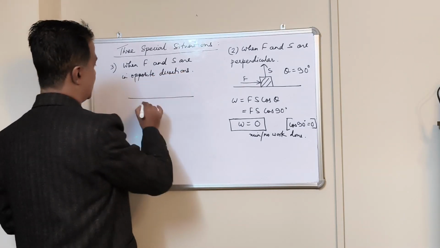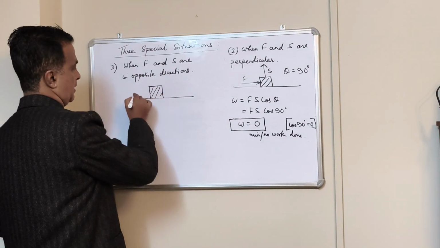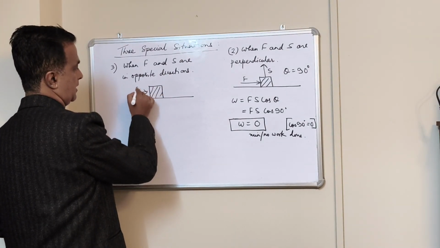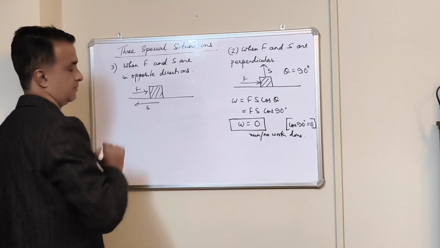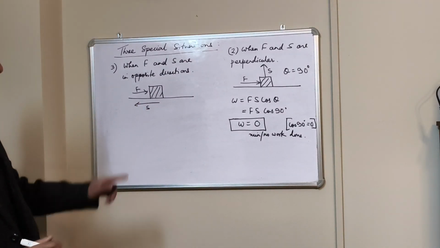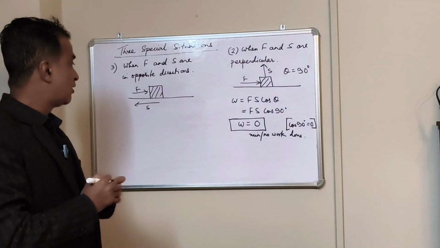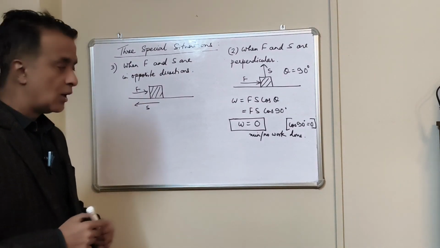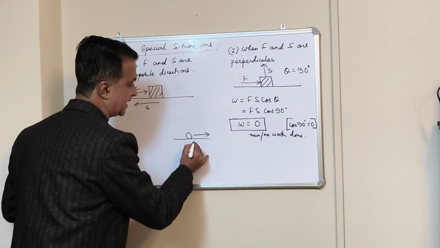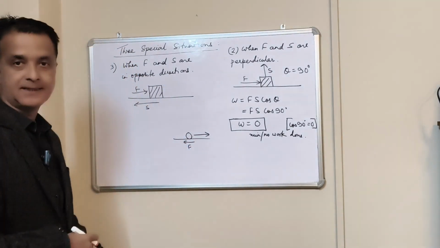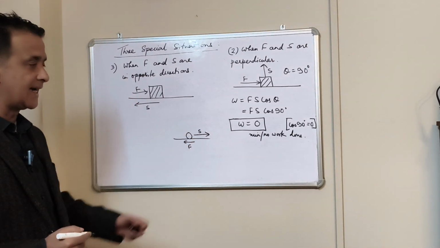So now we have a situation. Force and displacement is in the opposite direction. Again, a little difficult to imagine, but the easiest example of this would be frictional force. When a ball is rolling on the ground, supposing it's rolling like this, friction opposes this. So displacement and frictional force, see, they are in opposite direction.